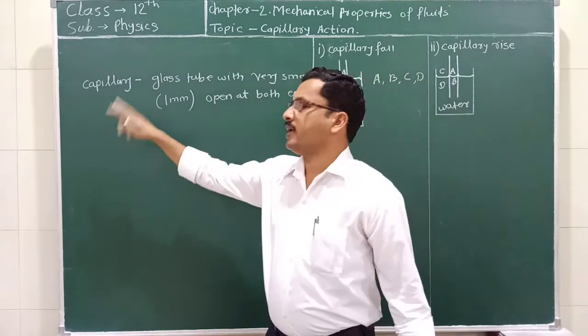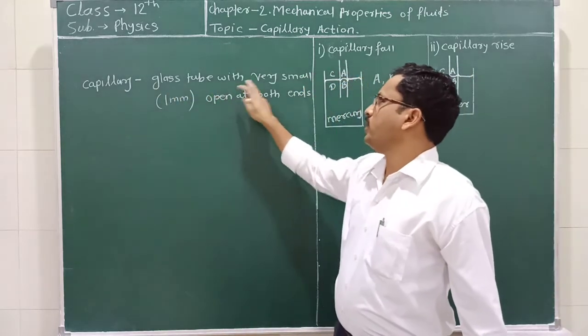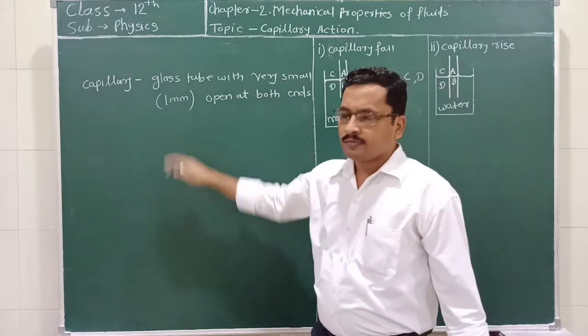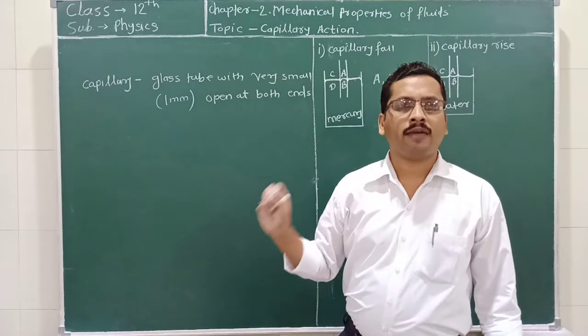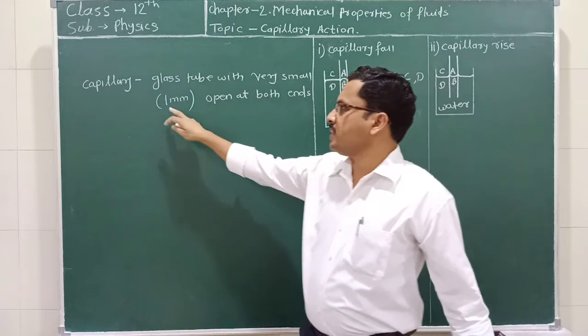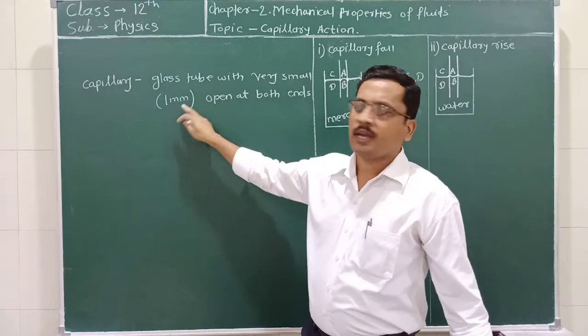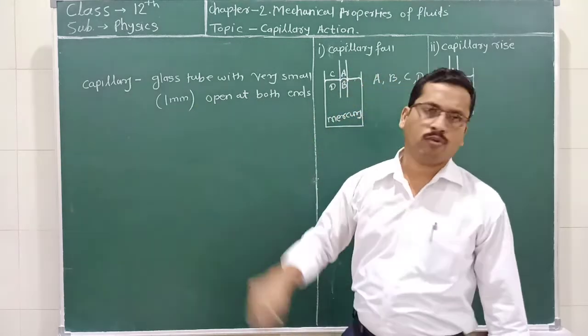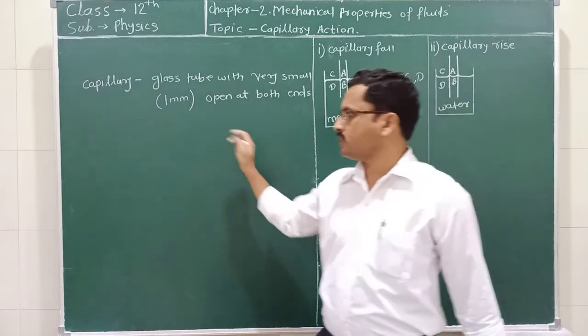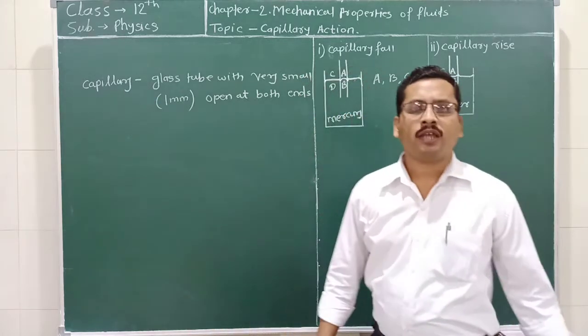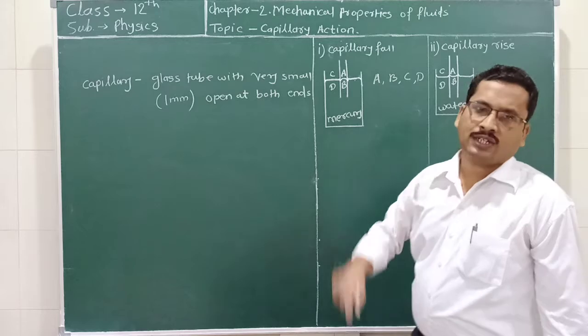What is a capillary? A capillary is a glass tube with a very small bore. Very small bore means the diameter of this glass tube is nearly equal to 1 millimeter, and it is open at both ends. Such a glass tube is called a capillary. Now, what is capillary action?